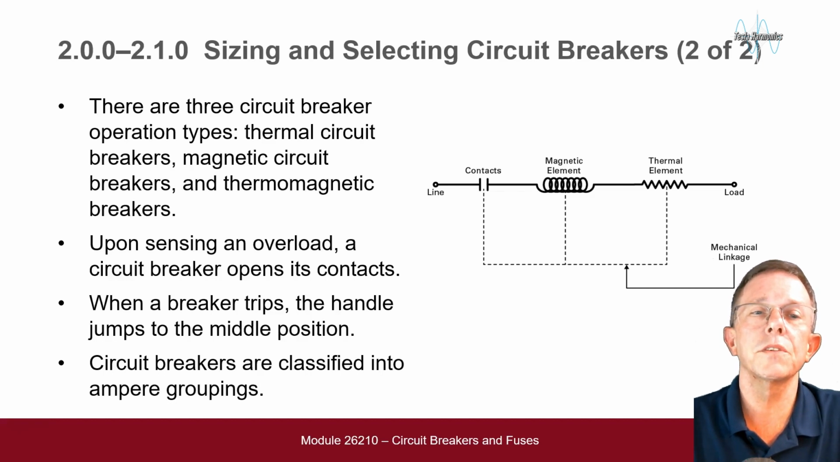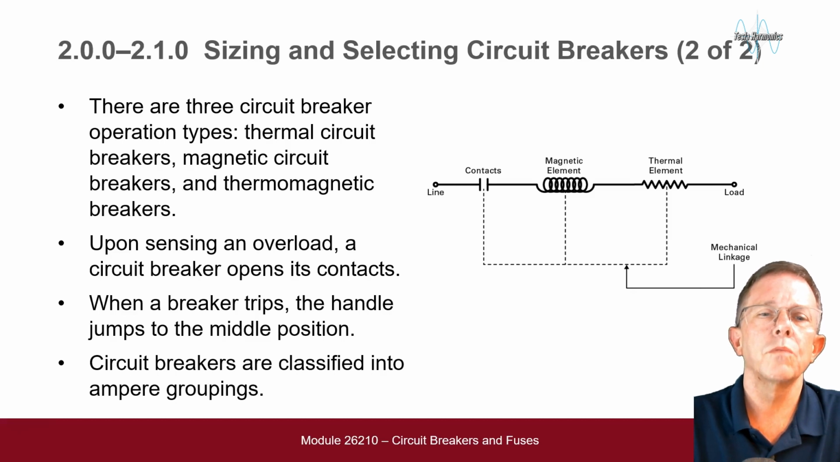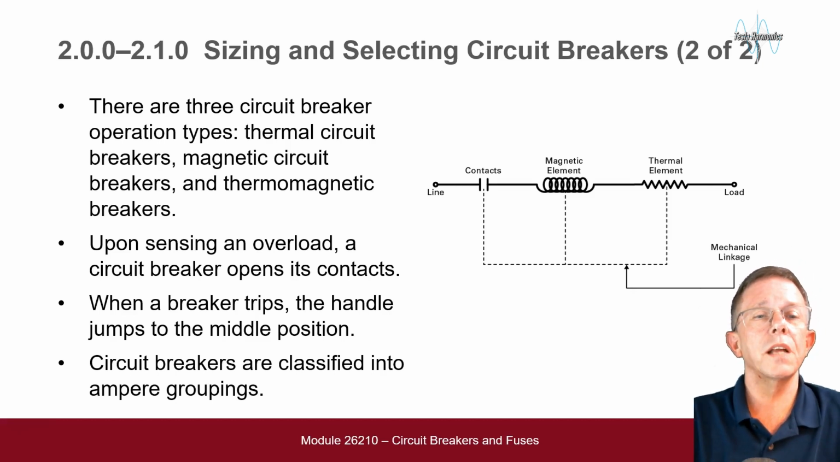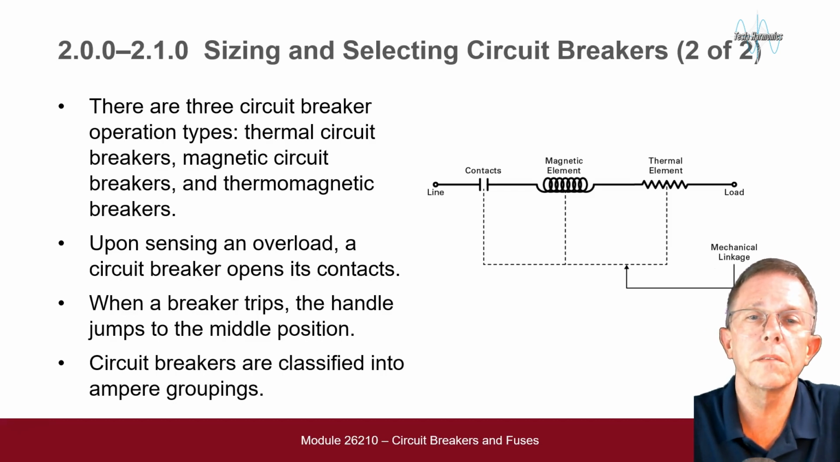There are three types of circuit breaker operations: thermal circuit breakers, magnetic circuit breakers, and thermomagnetic breakers. Upon sensing an overload, a circuit breaker opens its contacts. When a breaker trips, the handle jumps to the middle position. Circuit breakers are classified into their ampere groupings.